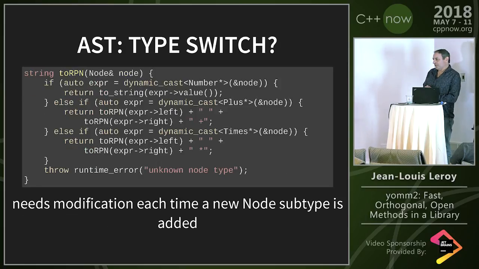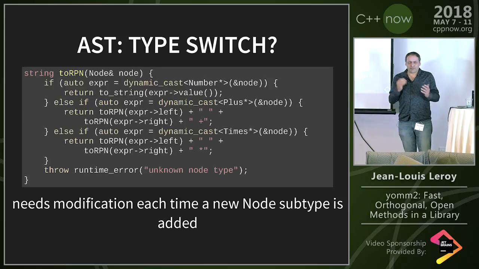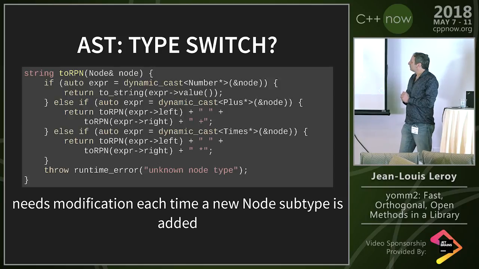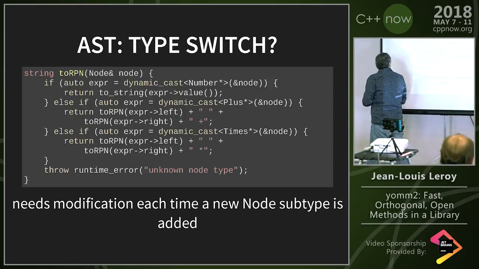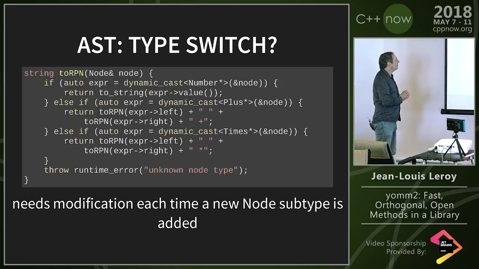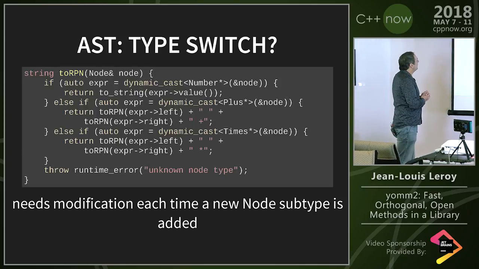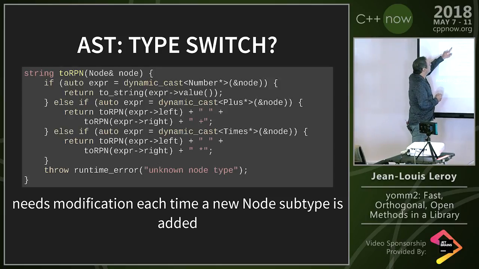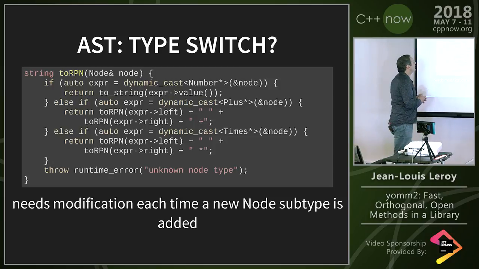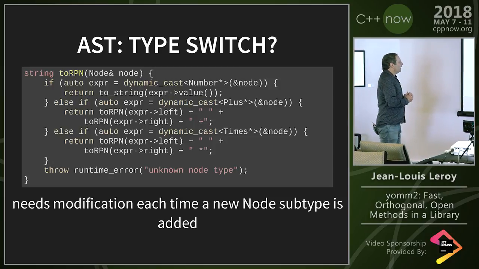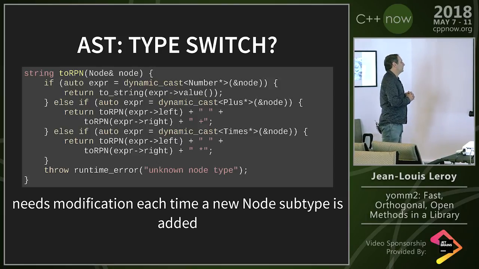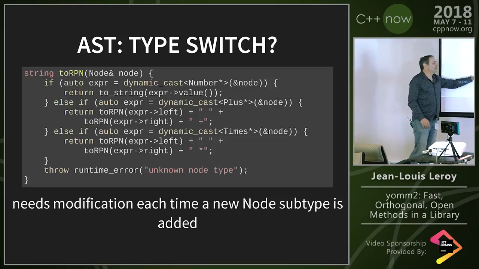And people were, of course, dissatisfied with it, and they came up with several alternatives. One of them is the type switch. So here we code a function that uses dynamic_cast. It takes a node and it tries to cast the node to a number. If it's a number, then we use the number pointer that we got here, extract the value, and convert it to a string. If it's not a number, we try with a plus node and then a times node. And if we cannot find a match, we throw an exception.